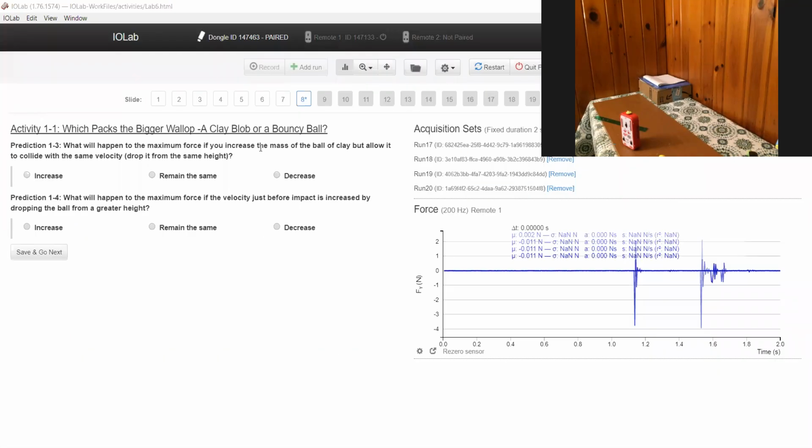Then we will increase the mass, but first we have to make the prediction. What happens when you increase the mass, and what will happen to the maximum force if the velocity just before impact is increased by dropping from a greater height? Oh, so we can increase the height and see the variation. Yeah. Okay, you can make a prediction and click on save and go next.